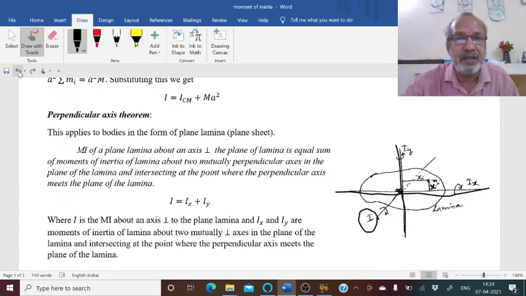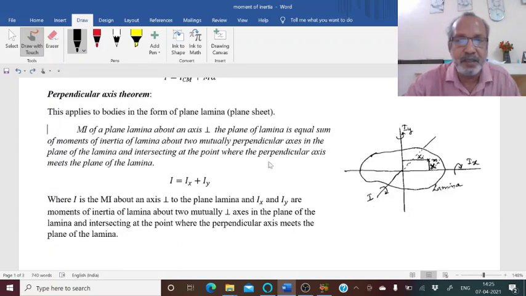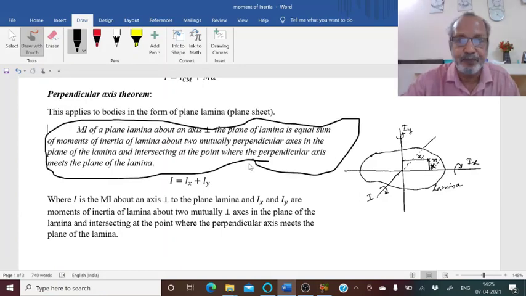In this class I will discuss the second theorem, which is called the perpendicular axis theorem in moment of inertia. It is also a useful theorem, but this theorem is applicable only for bodies in the form of plane sheet or two-dimensional bodies. This is the statement of the perpendicular axis theorem. I will explain what is the meaning of this statement.